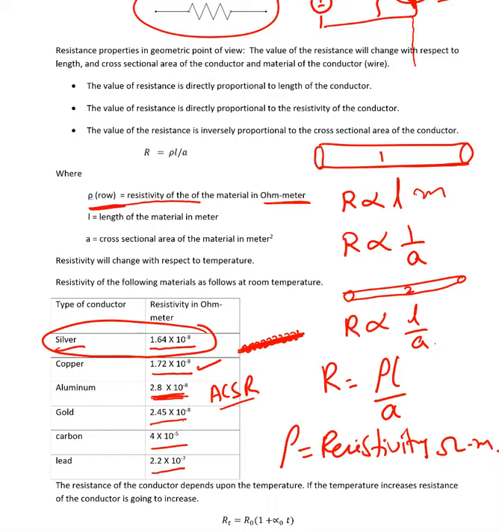Gold is also a good conductor, not better than copper. Carbon is a really bad conductor. Lead is also an okay conductor. So resistance of a wire we can find out by using this formula, R equal to rho L by A.